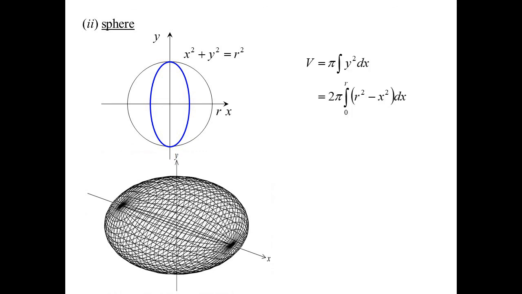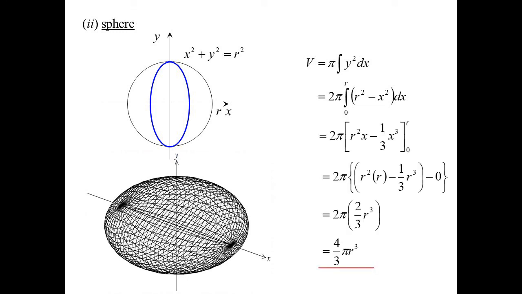Pi times the integral of y squared dx. Well, I make y squared the subject here. We get r squared minus x squared. Remember, I'm only going from 0 to r. That's why I've gone 2 pi. I'm taking advantage of the symmetry of the shape. Integrate that, r squared x minus a third x cubed. Sub in r, sub in 0, and there's our formula, 4/3 pi r cubed.